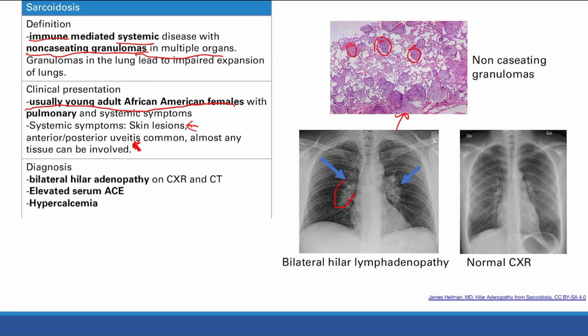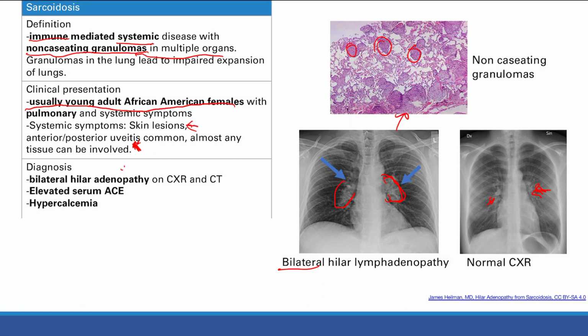So you see here, this is enlarged hilar lymph nodes. This is normal. You see very small, present but small. These are big fat lymph nodes. That's bilateral hilar lymphadenopathy. It needs to be bilateral, and it needs to be the hilar lymph nodes. Okay. You add this onto the young African American female with pulmonary symptoms, 100% sarcoidosis.